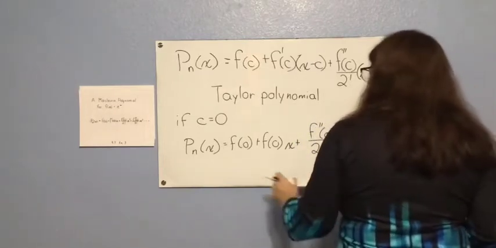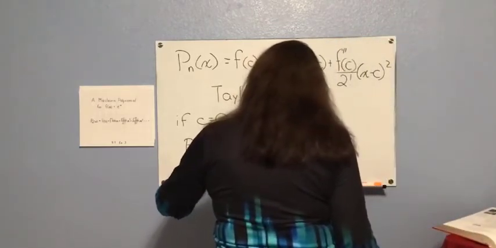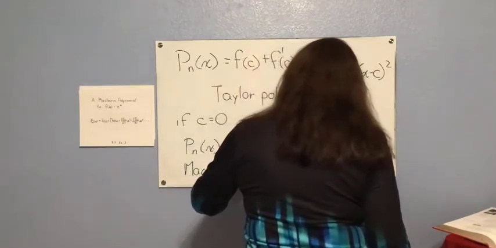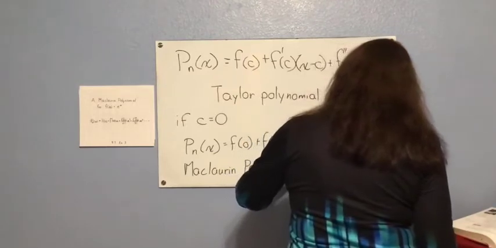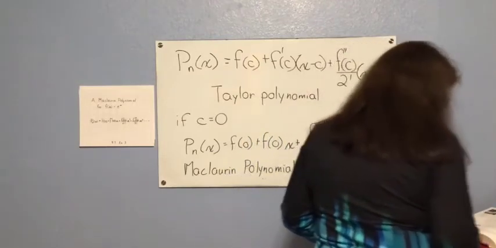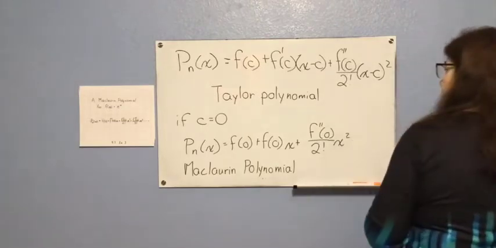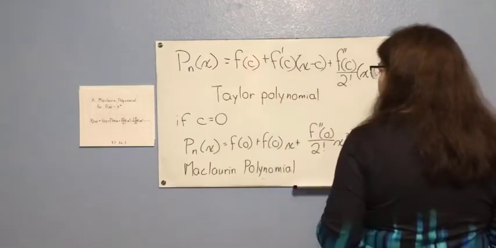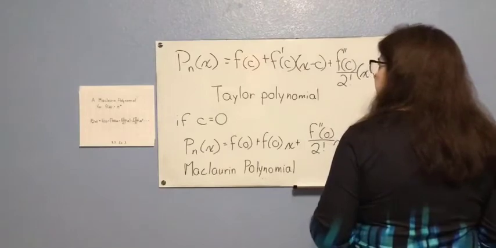And so on. And this form is called a Maclaurin polynomial. So we have two kinds: a Taylor polynomial where c is not equal to 0, and a Maclaurin polynomial where it is.